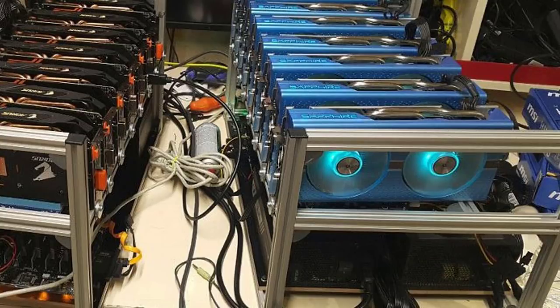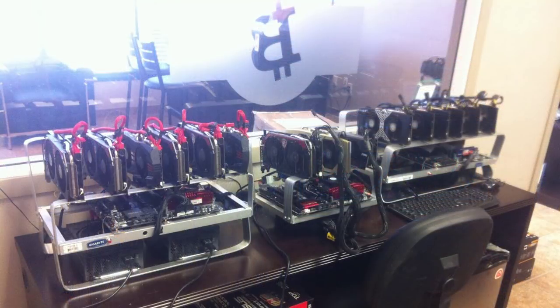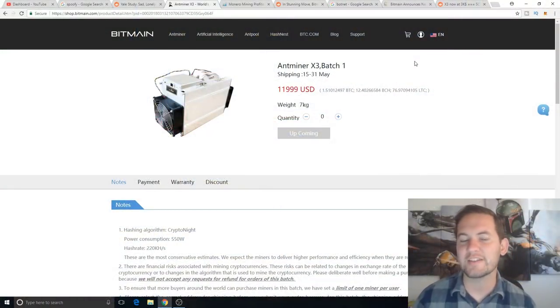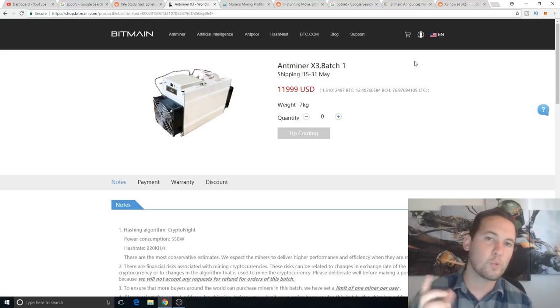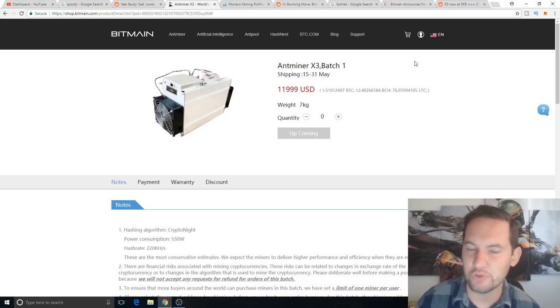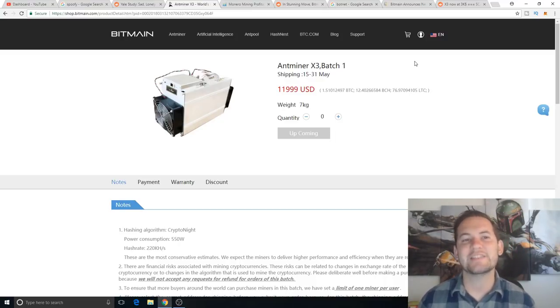So then it got to a point where CPUs were no longer profitable to mine Bitcoin and only GPUs were. Eventually, companies started to realize that if they designed chips with one purpose in mind, just to mine Bitcoin, they could mine way more efficiently than GPUs could. And that is how we got ASIC miners.